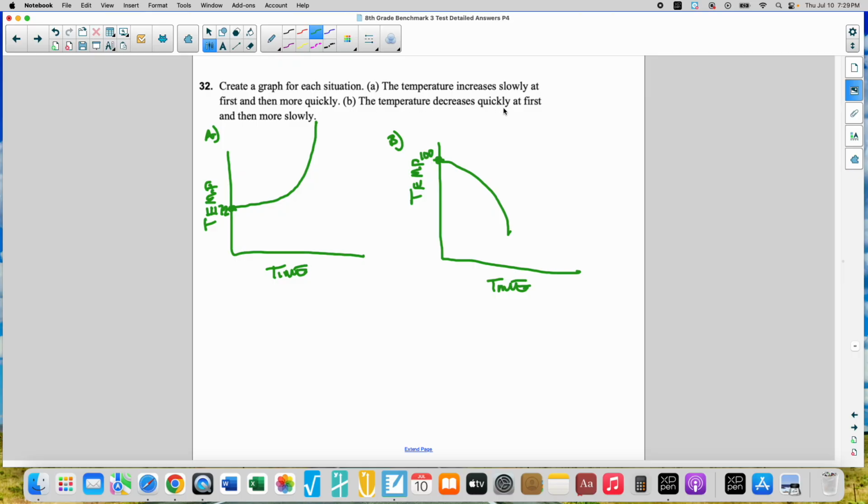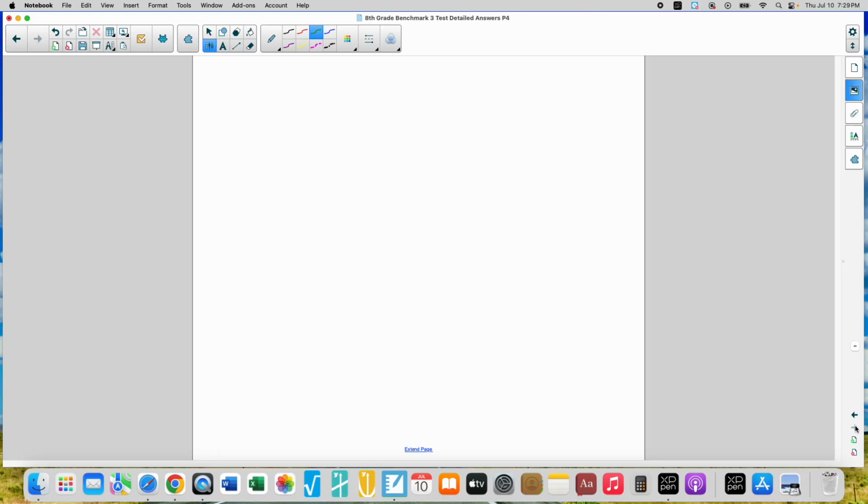temperature decreases quickly. This would be slowly. So slowly would mean we would go actually in this direction. It would have that shape. And then it decreases quickly at first and then more slowly. So it's leveling off and keeping that temperature. So those are really good interpretations, interpreting a question and then being able to draw a diagram that represents that interpretation. So very, very important skills.